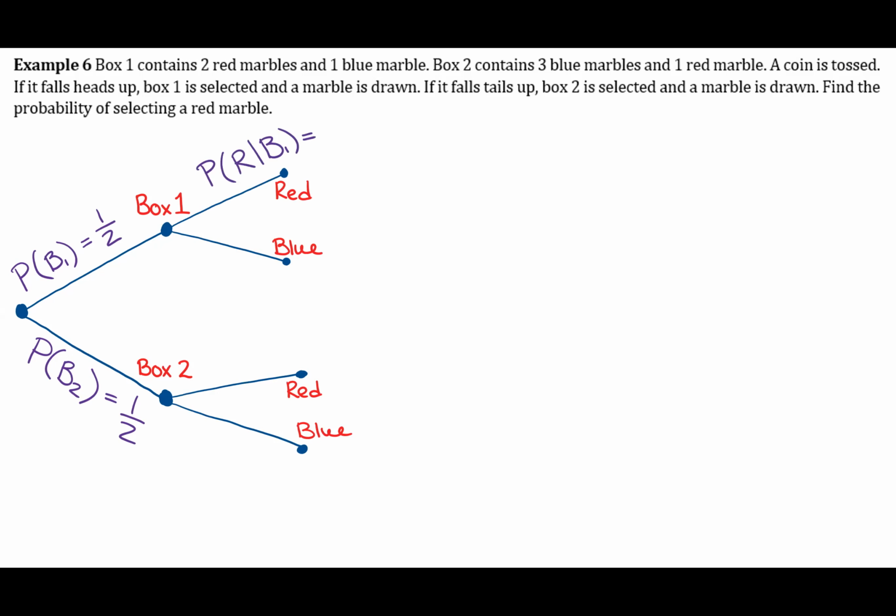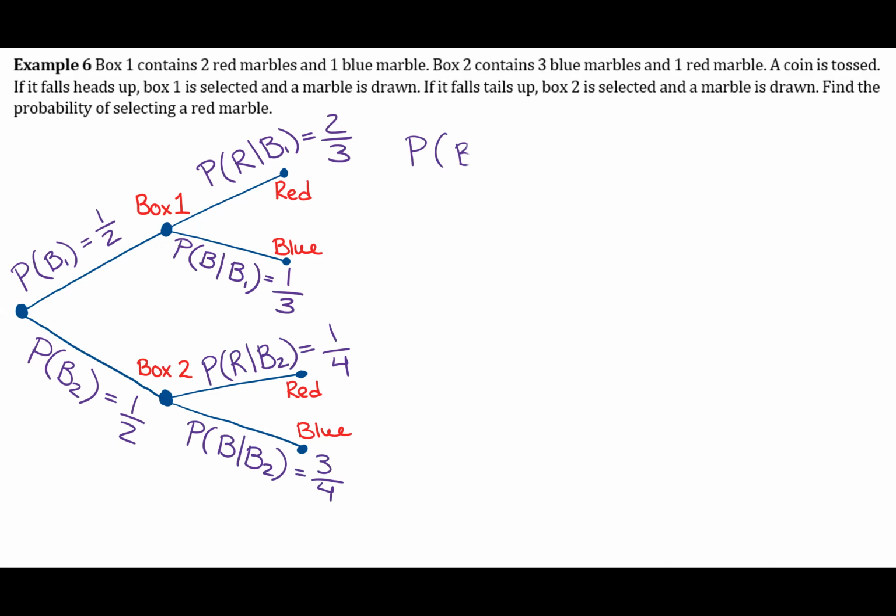So the probability that we get a red marble, given that we're picking from box 1, well, let's see, there are 2 red out of the total of 3, so that'd be 2/3. Probability we get a blue marble from box 1 is 1 out of the 3, because there's only 1 blue. And then let's go to box 2. So probability we get a red marble from box 2, there's 1 red one out of the total of 4, so 1/4. And then the blue marble is 3 out of 4 if we're in box 2.